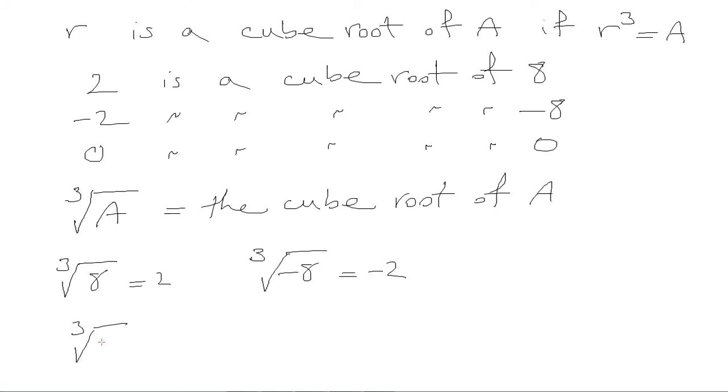Radical index 3 of 5 is the cube root of 5, which is almost 1.71. This is also an irrational number. You cannot represent it precisely as a decimal number. That's why we need this symbol to represent the cube root of 5.